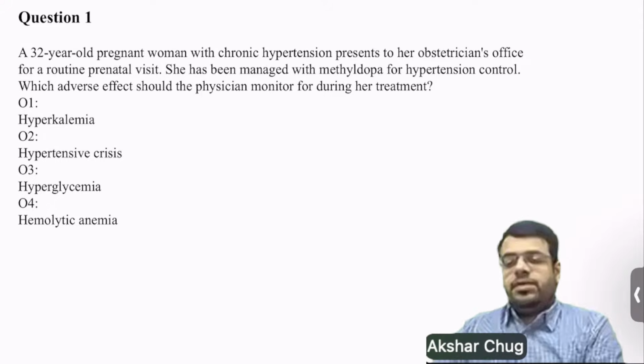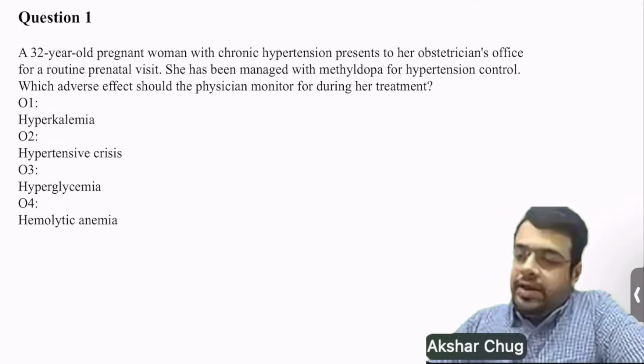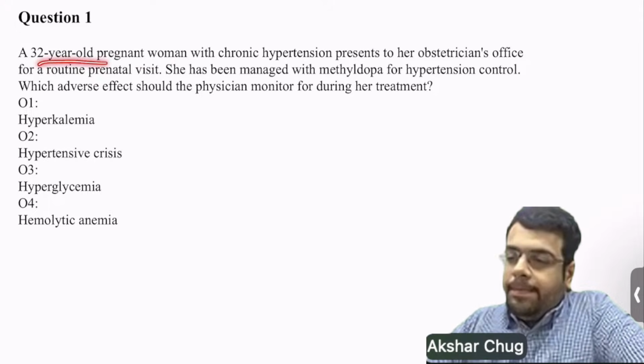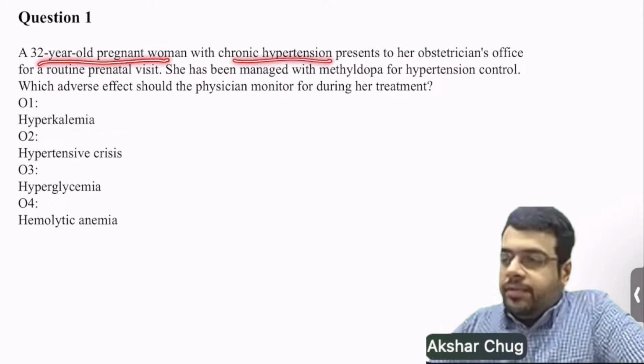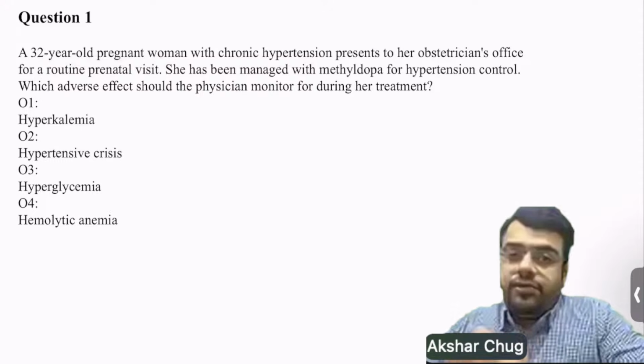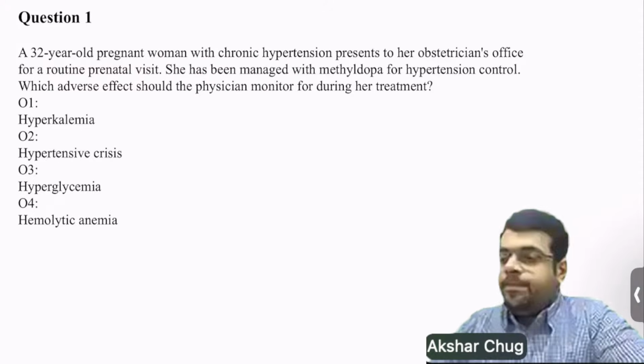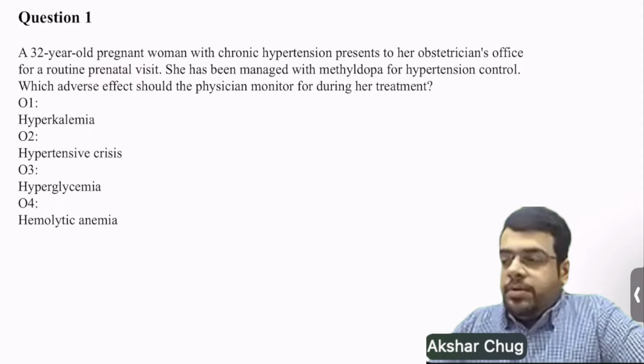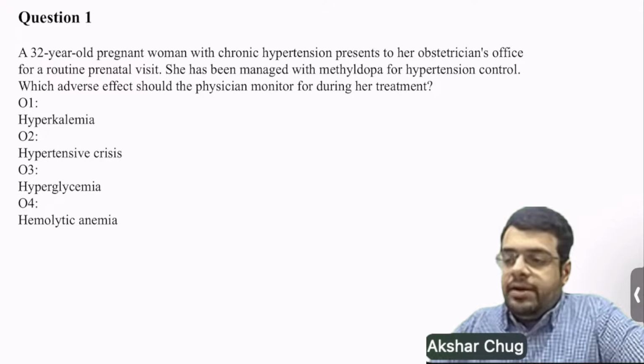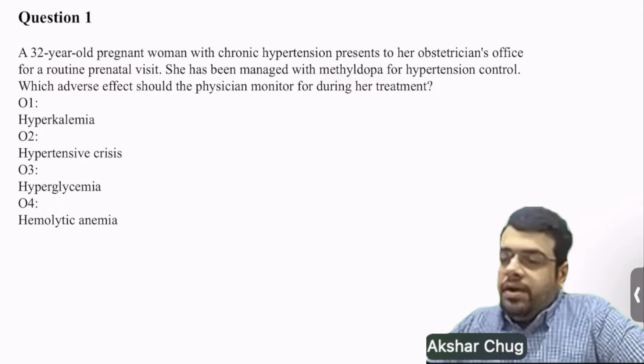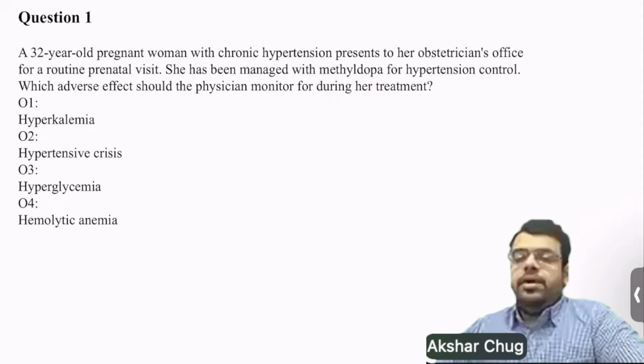So in this question, it's a short question. We are given a 32-year-old pregnant woman, chronic hypertension. It means that the hypertension is present before the pregnancy. Presents to the obstetrician's office for a routine prenatal visit. She is managed by methyl dopa for hypertension control. Which adverse effects should the physician monitor during this treatment?